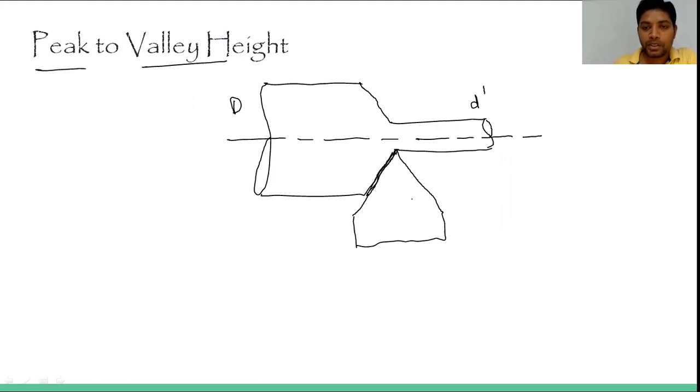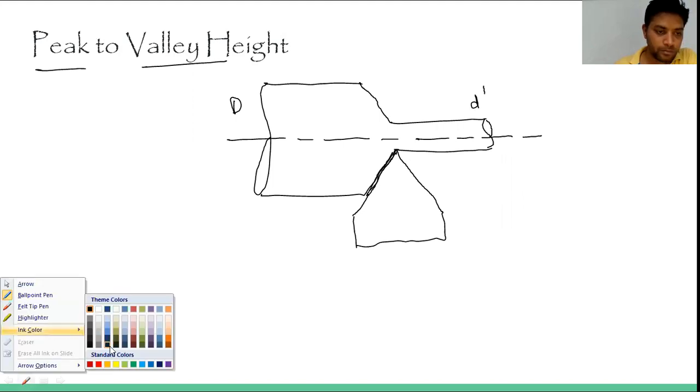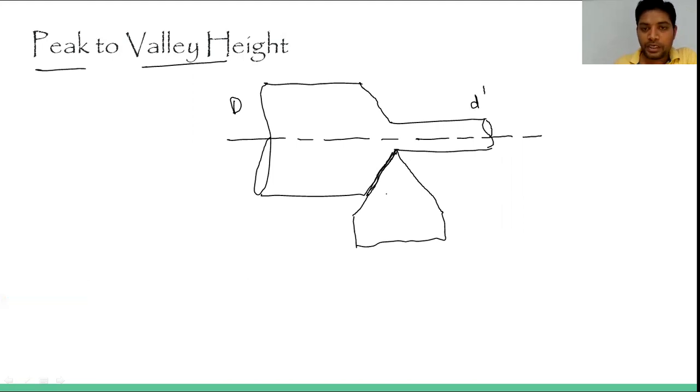Initially we are choosing that the tool was here. Okay, just wait, I'm briefing. So initially the tool was here. Now this is the depth of cut that we have chosen through this one. And we are keeping this feed in this direction.